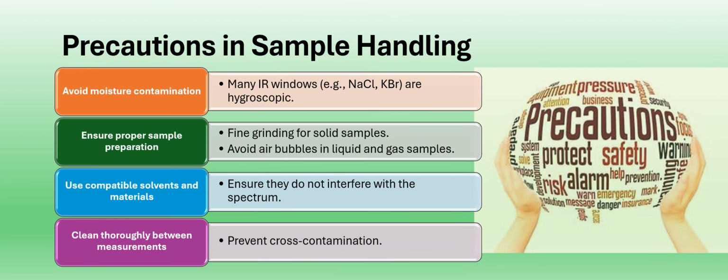Regardless of the sample state, precautions are necessary to avoid contamination and errors. Avoid moisture contamination. Many IR windows, like NaCl and KBr, are hygroscopic. Proper sample preparation. Ensure fine grinding for solids and eliminate bubbles in liquids and gases. Use compatible solvents and materials. Avoid interference with IR spectra. Thorough cleaning between measurements. Prevent cross-contamination. Always handle samples with clean tools and gloves to maintain purity.